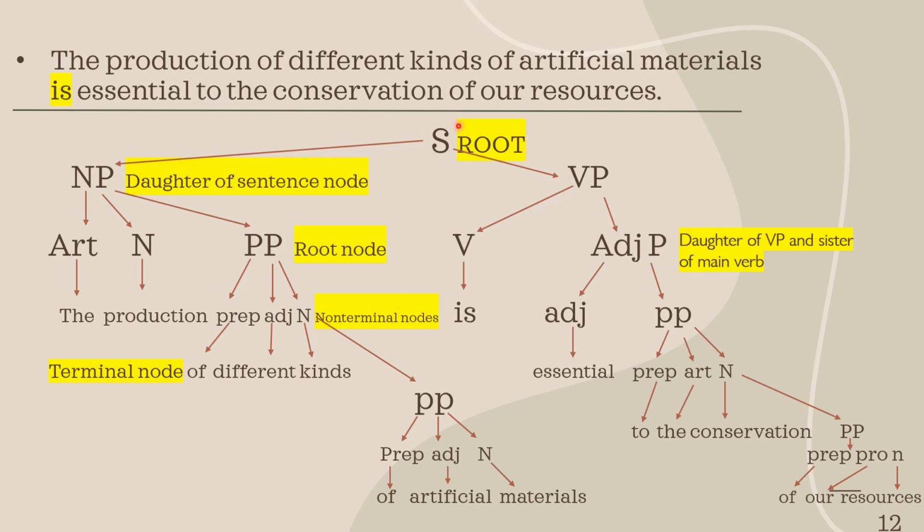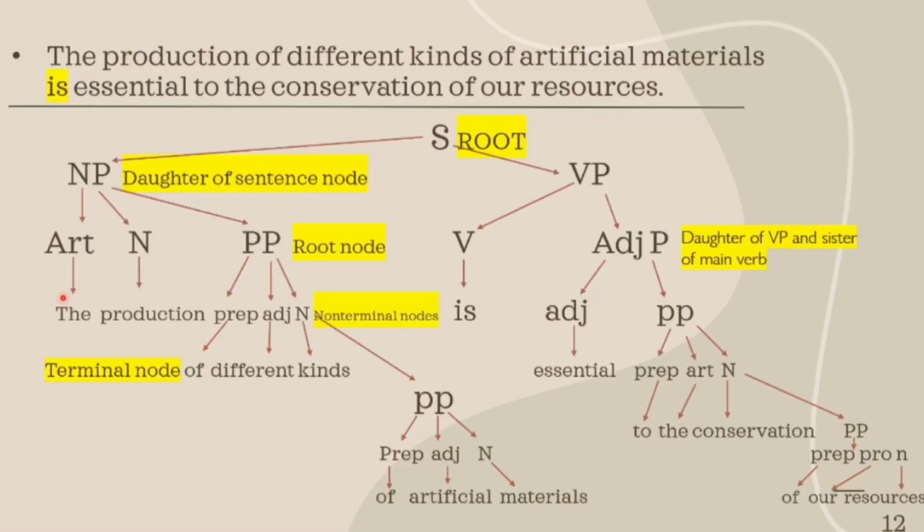The sentence here is called the root. The noun phrase is considered the daughter of the sentence node. The prepositional phrase is considered the root node. Of different kinds is considered the terminal node, and the non-terminal nodes are the preposition, adjective, and noun. And the adjectival phrase is the daughter of verb phrase and sister of the main verb.